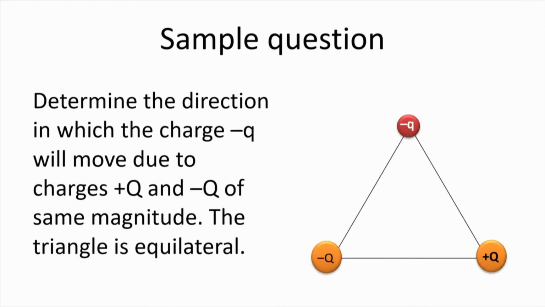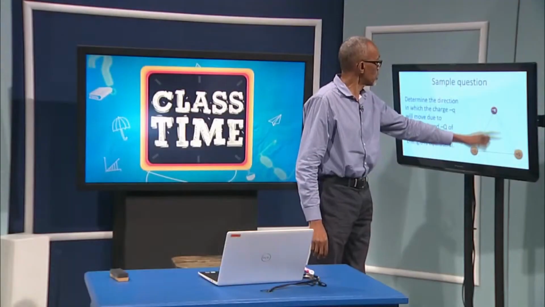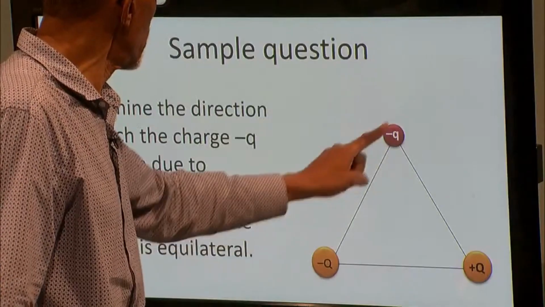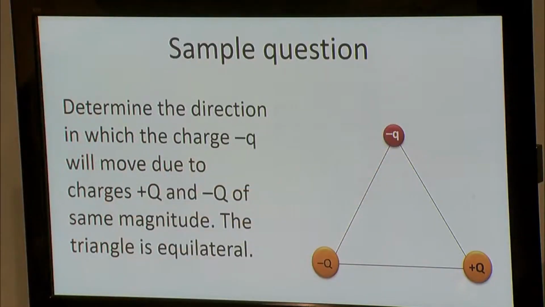Here is another look at a sample question. This is saying to determine the direction in which the charge negative q will move due to charges positive q and negative q of the same magnitude. The triangle is equilateral, so the distances here are the same. Negative q is the same distance from these two charges here. So we want to determine the direction in which the charge negative q will move, and the triangle here is equilateral.